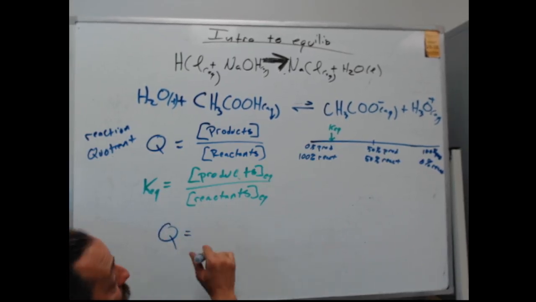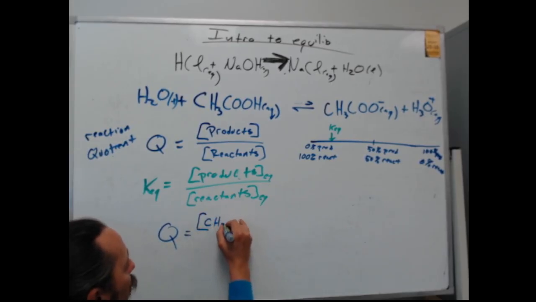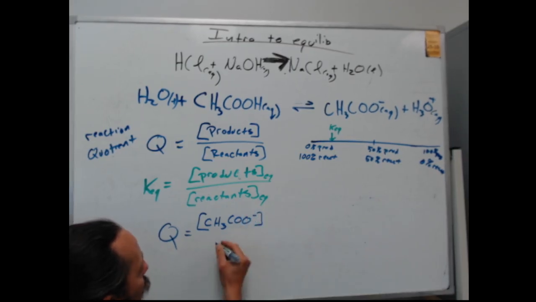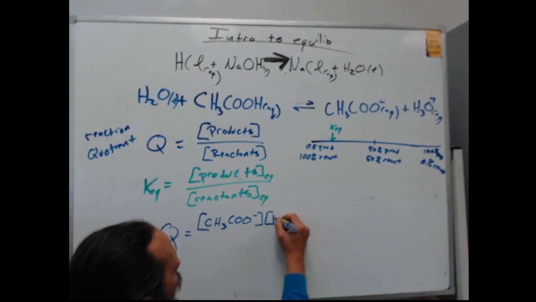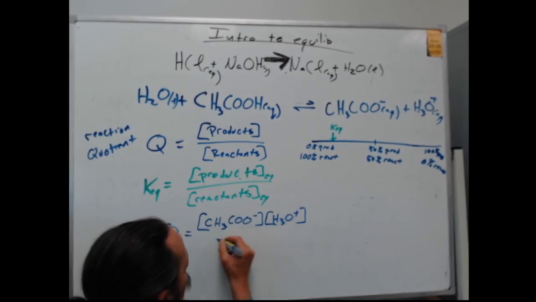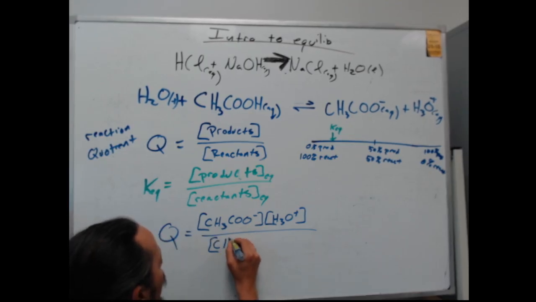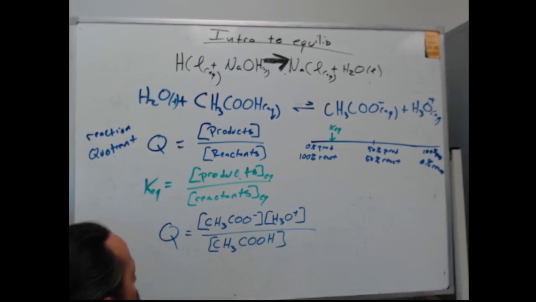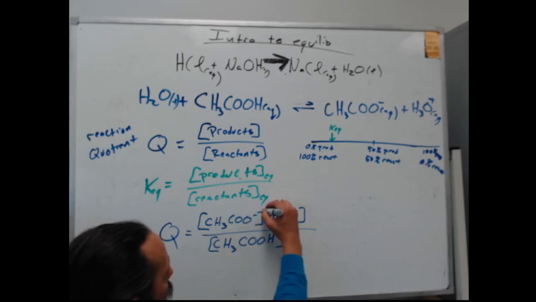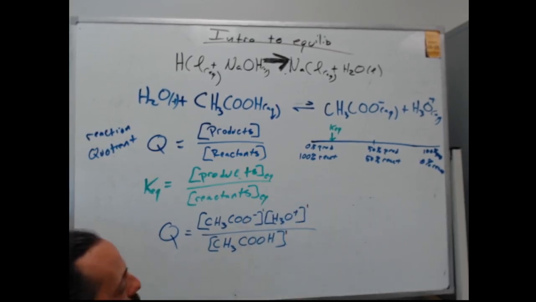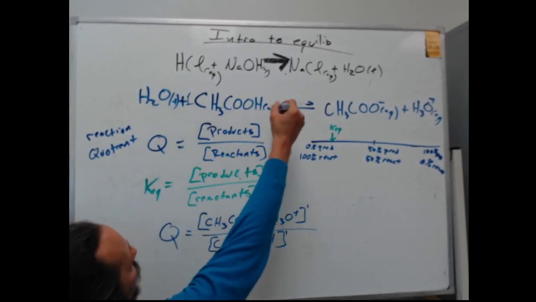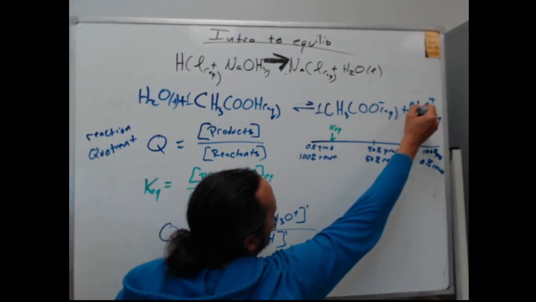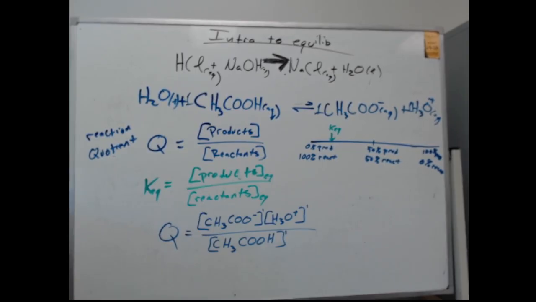So my Q equation is going to be products over reactants. That's going to be my CH3COO minus concentration times my H3O plus concentration divided by my CH3COOH concentration. Each of these would be to the power of 1. We usually don't write the ones in there, but that's because this is a 1, this is a 1, this is a 1. So it goes to the power of the coefficients. Kind of a boring example because they're all 1s.